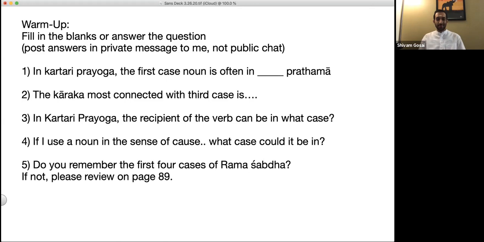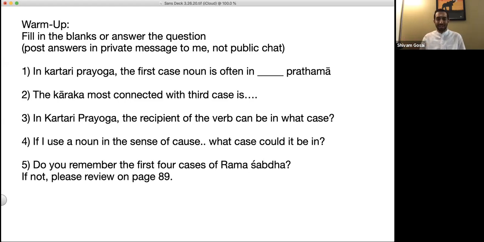Number three, in Kartari Prayoga, the recipient of the verb can be in what case? Oh, I think I just gave this away. In Kartari Prayoga, the recipient of the verb can be in the fourth case, right? Sampradane chaturthi. It's the recipient of the action. It could be in the fourth case. Number four, if I use a noun in the sense of cause, what case could it be in? Another word for cause is hetu. So heto tritiya, we can use the third case.